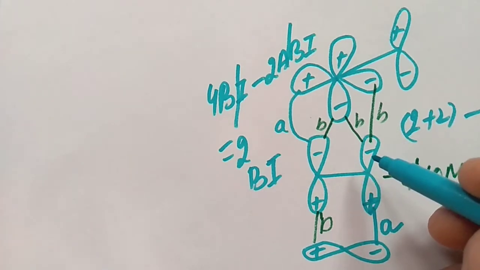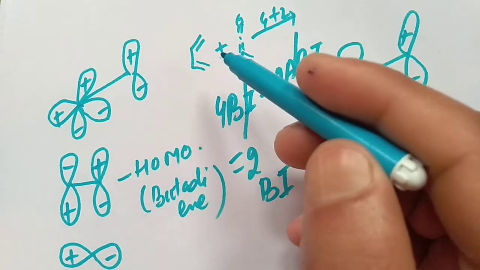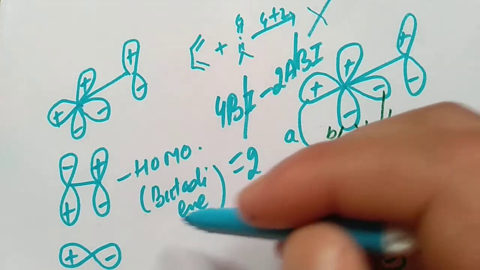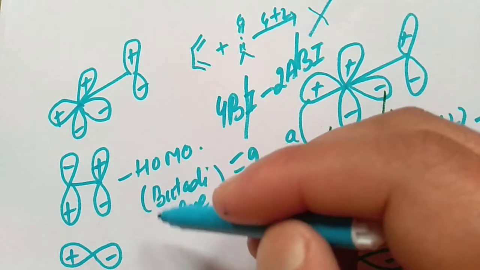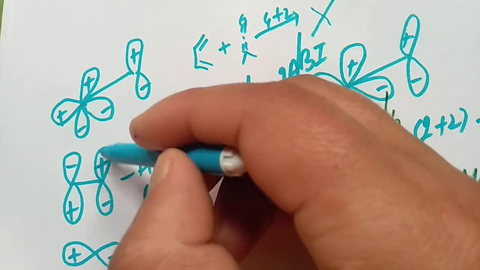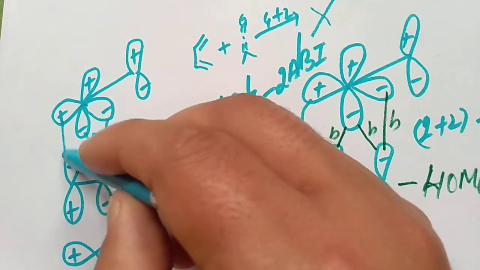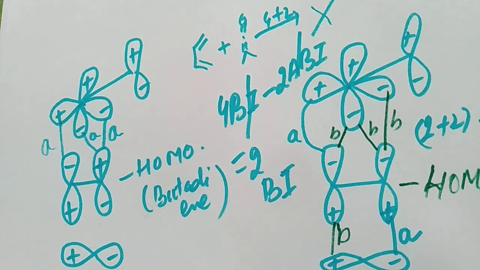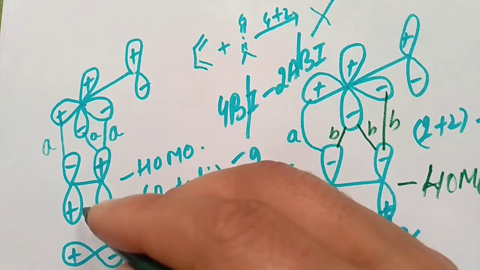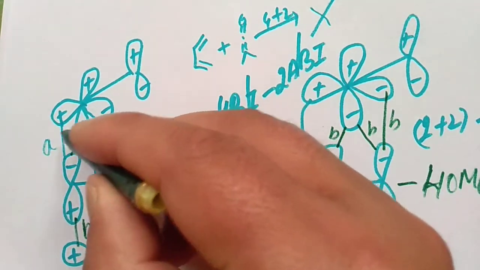Now we discuss why there is no 4 plus 2 cycloaddition of ketenes. Let us see. 4 plus 2 cycloaddition of ketene is not possible. Why? This is the HOMO of the diene. Now let us find out how many bonding and antibonding interactions there are. First of all, different signs, antibonding interaction; different signs, antibonding interaction; and different signs, antibonding interaction, right? Now let us see how many bonding interactions there are. Same sign, this is a bonding interaction. Same sign, this is also a bonding interaction. And same sign, bonding interaction.